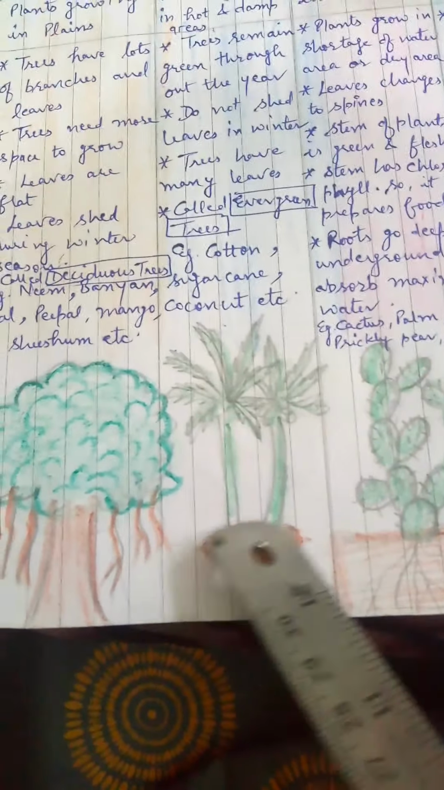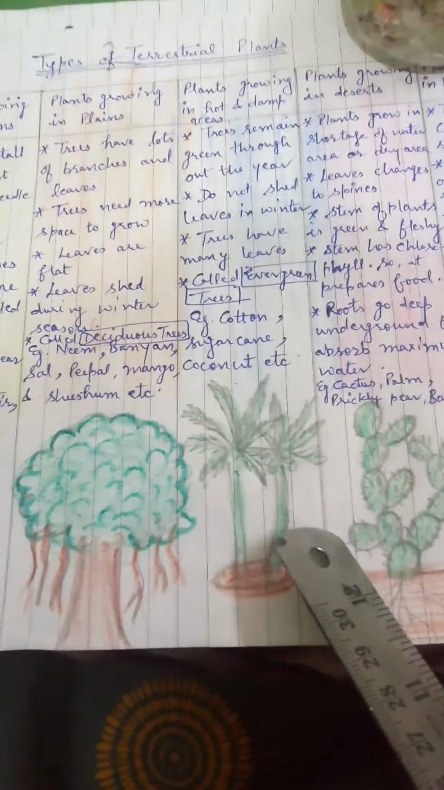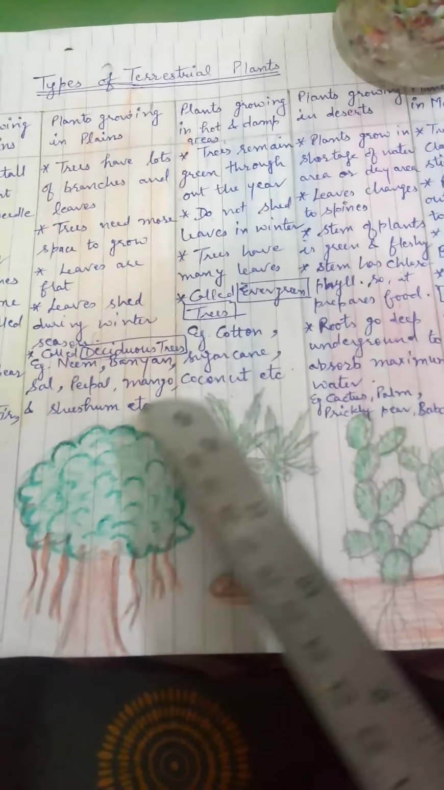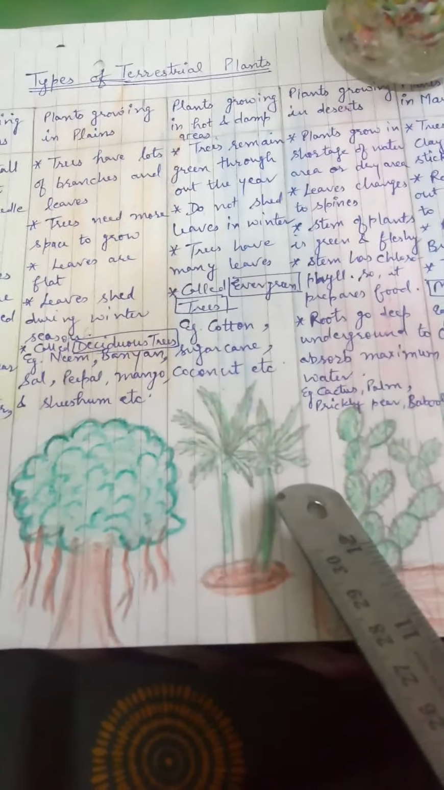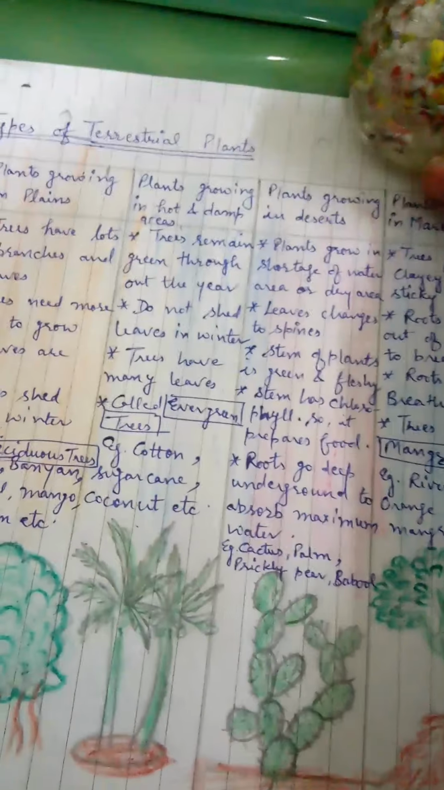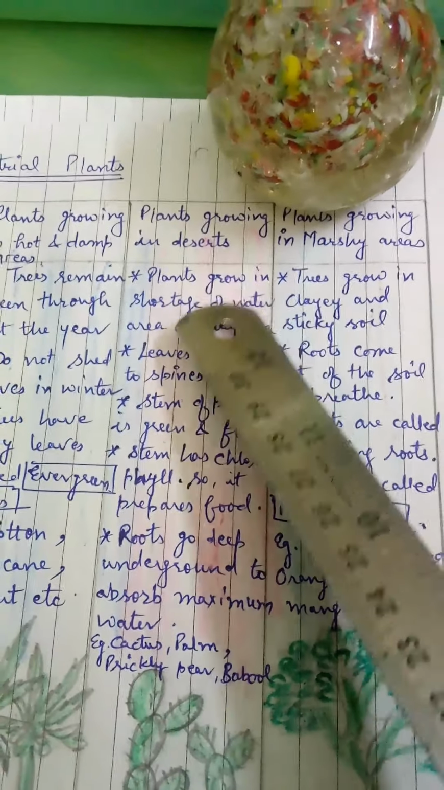You can see this coconut. This type of tree is found in hot, damp areas near the seashore. You can find them, and for the whole year they remain green. The leaves are not shed by them. Right? Now we come to the fourth type of plant, the plants that grow in the deserts.